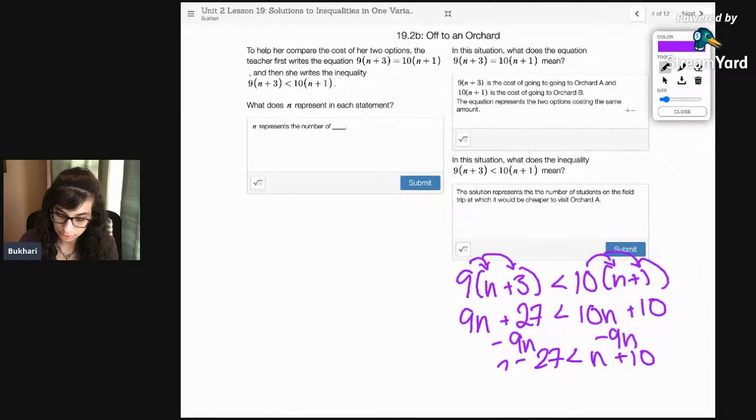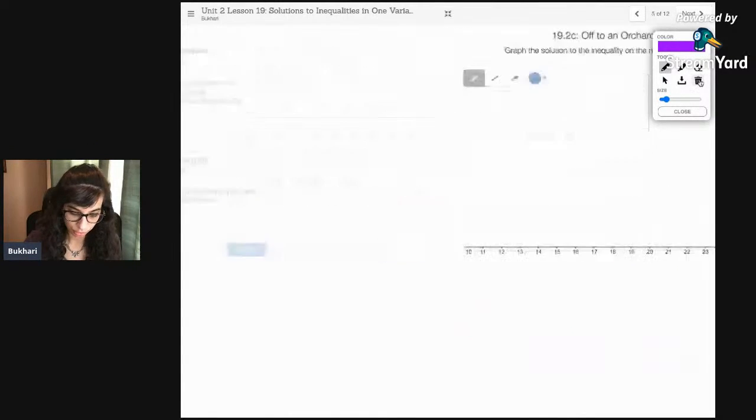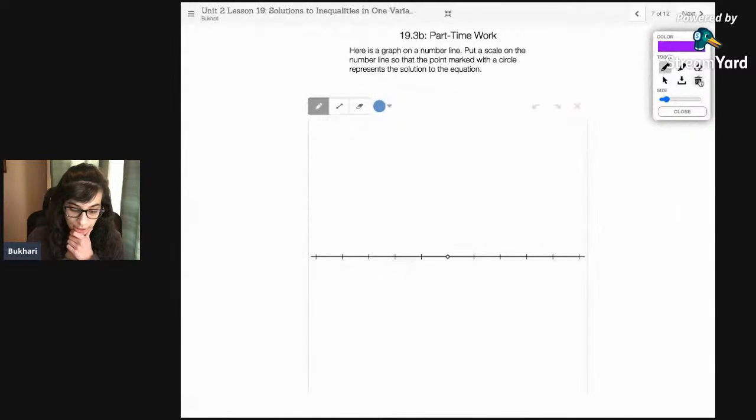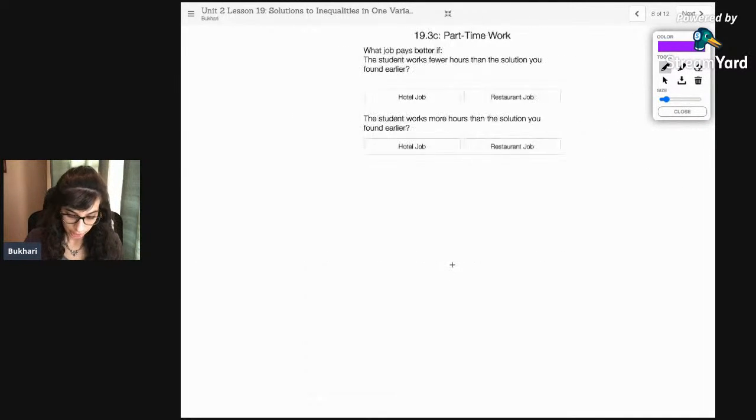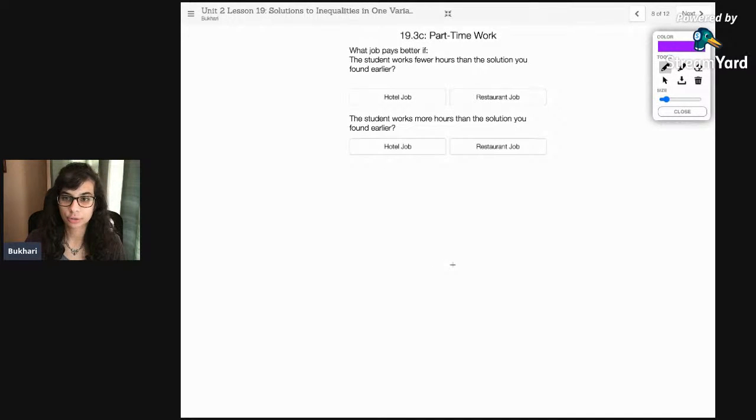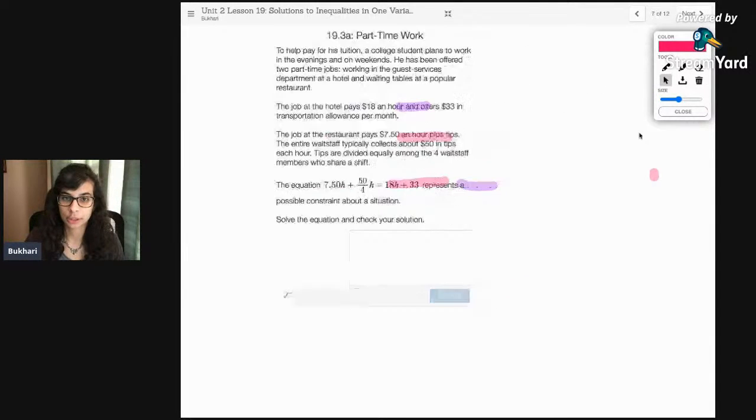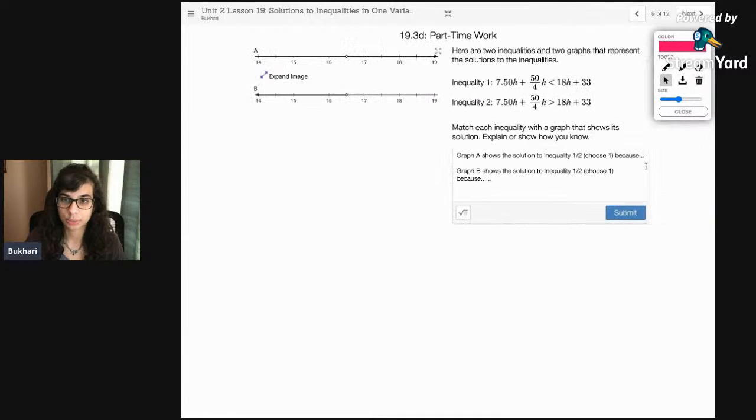So as you go through 9.3, you want to do the same thing. First, solve the equation that's given here. You want to graph that number on the line. Remember, when it's an equal sign, you only have one point. And here you just want to create your scale. If this is my solution, then you want to compare two of the jobs together. If the left side represents the hotel job, this represents our hotel pay, and this represents our restaurant pay. Which one is cheaper depending on the number of hours? And so you want to complete that for 19.C.